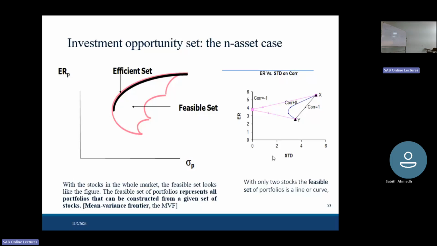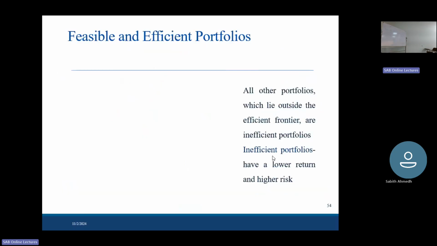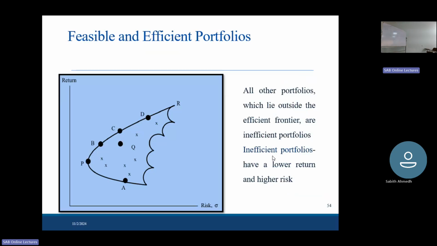These are the efficient portfolios. Why? This is explaining the feasible set. Now look at the same picture. So this is the feasible set. So now in this feasible set, P, B, C, D, R are efficient. They are efficient.